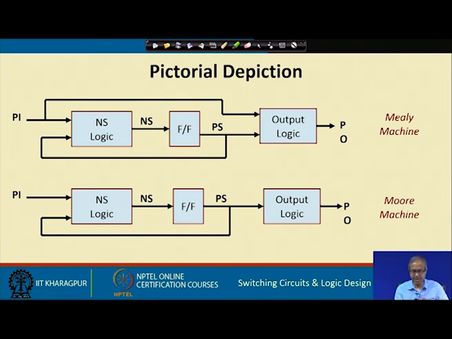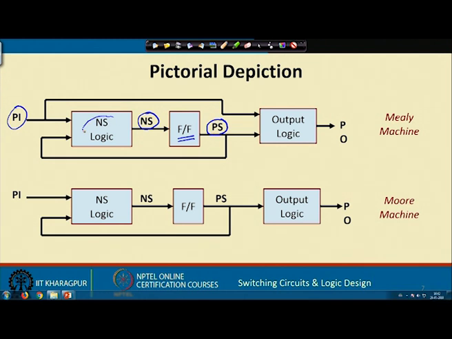So, pictorially speaking, the Moore machine and Mealy machine can be depicted like this. For a Mealy machine, the primary inputs are coming like this, PI is the primary inputs, PS is the present state, NS is the next state. Now, you see, in any circuit realization, there will be a set of flip flops which will be storing the present state. The outputs of the flip flops will define the PS. And there will be some combinational circuit here, which will take the primary inputs and also this present state, and it will determine the next state.